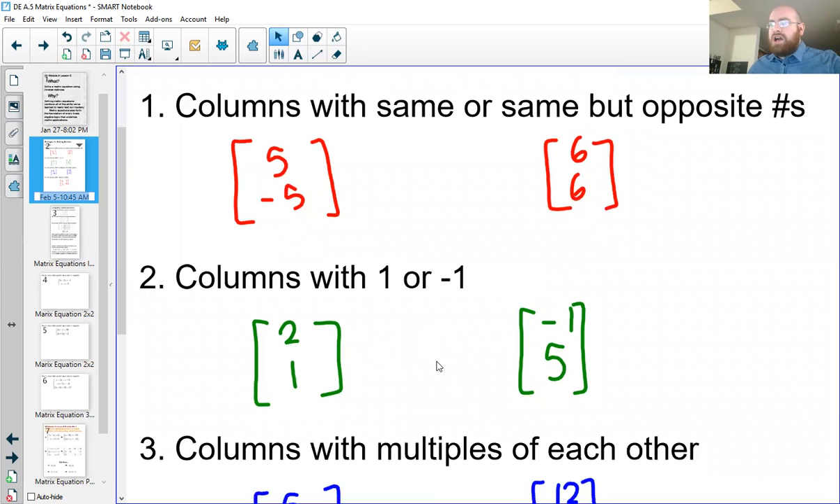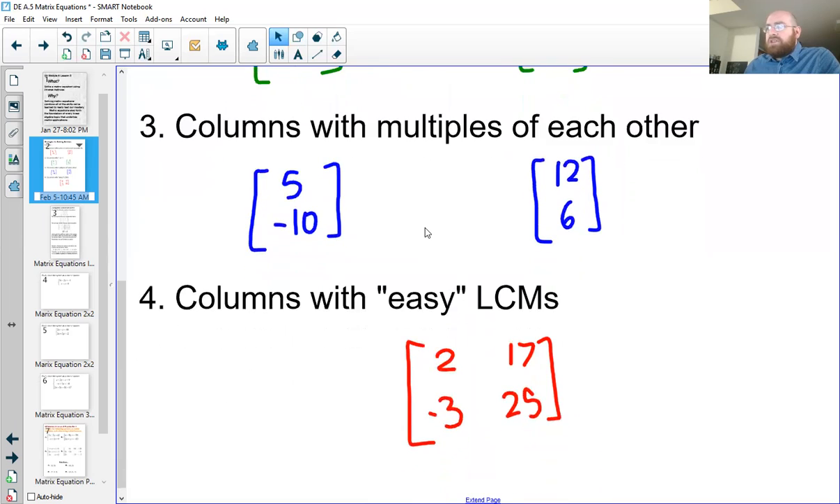Next, we want to look for columns with 1 or -1, such as 2, 1 and -1, 5. In this case, we're able to get rid of one of our numbers. And by get rid of, I mean reduce it to 0, simply by adding or subtracting a multiple of 1 row. It's worth pointing out also that although I'm writing these as column vectors, as long as they are part of a larger matrix, we're able to use these strategies.